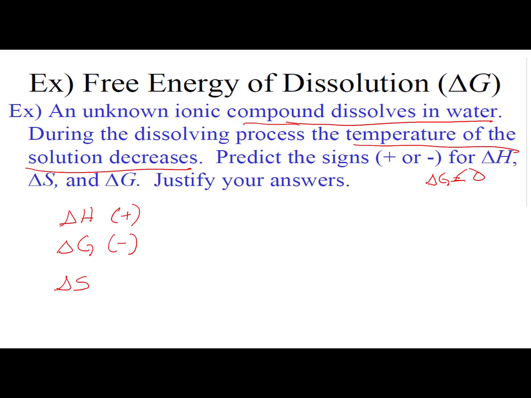And then we are dissolving an ionic compound in water. So what did we do to our entropy? Did it become more disordered or less disordered in a dissolving process? That should be positive. And so again, our delta G is negative, and remember delta G equals delta H minus T delta S.